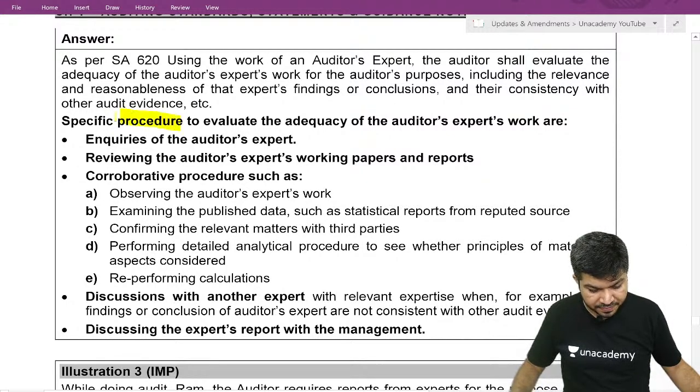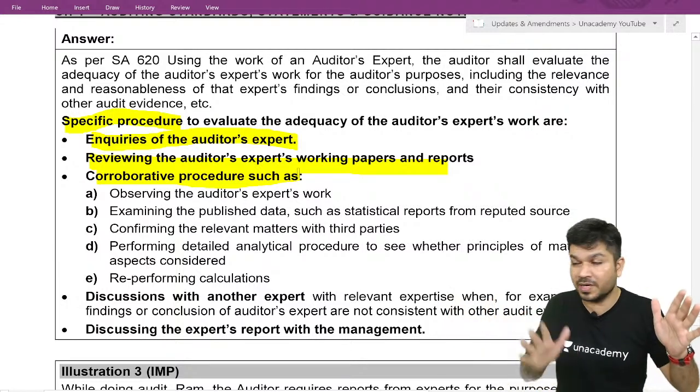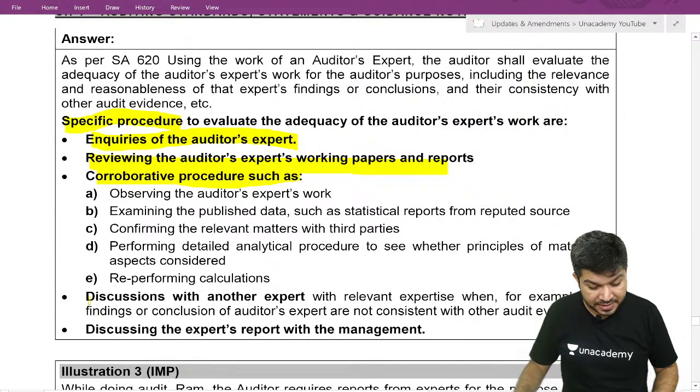This is the specific procedure to evaluate the work of an expert. One, make inquiries with the expert. Review his working papers and reports. Corroborative procedure: corroborative means his work you try to tally with your other work. Is it matching or not? That is called corroborating.